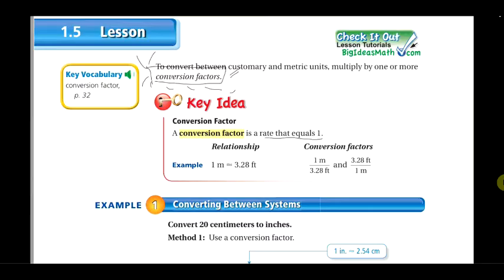That means if you had two things, say like a meter, and you knew it equals about 3.28 feet, and you said, what is 1 meter divided by 3.28 feet? Well, that's silly. That's 1, because 1 meter is the same thing as 3.28 feet. Or 3.28 feet is the same as 1 meter.